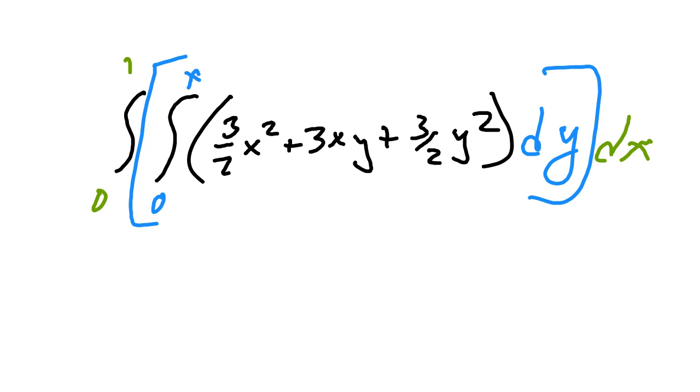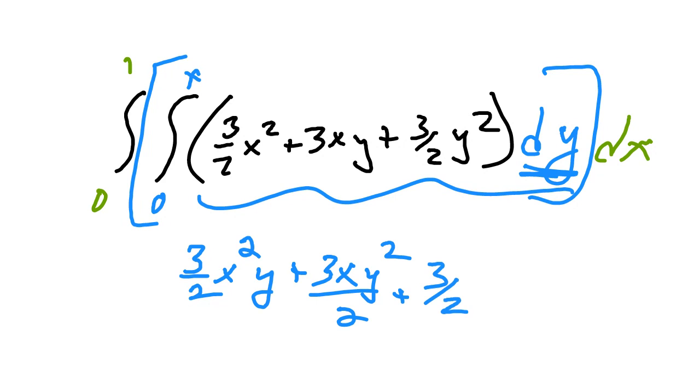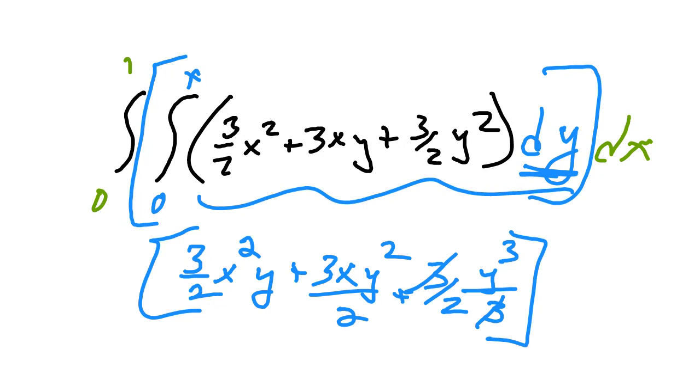Okay, so what's my variable here? Coming back, doing what's in here. My variable is the y. Everything else is a constant. So this becomes 3/2 x squared times y, plus y is the variable, so it's 3x y squared over 2, plus 3/2 y cubed over 3. What's nice is those 3's cancel. And I'm evaluating this from 0 to x. And once again, I'm putting it in everywhere there's a y.